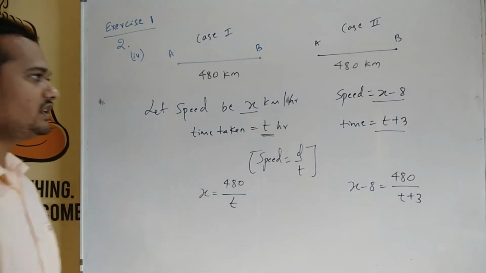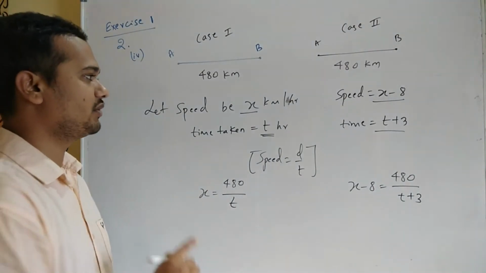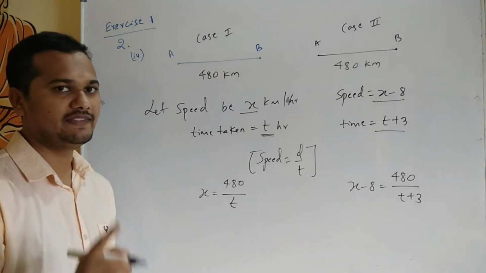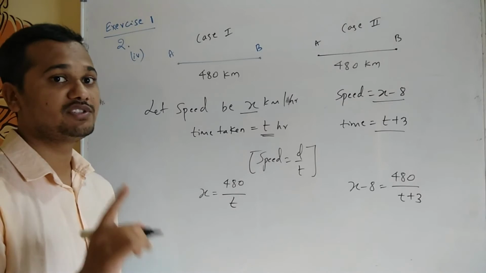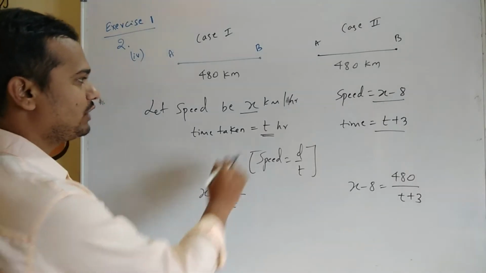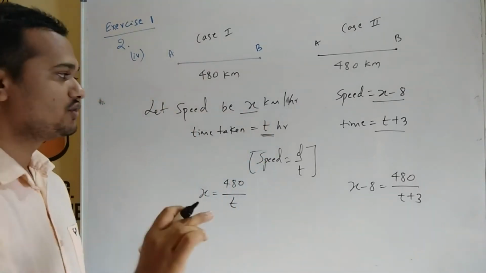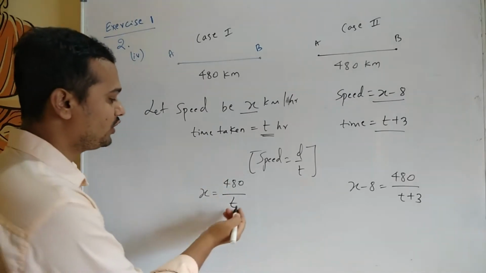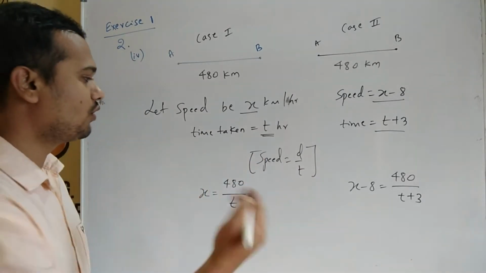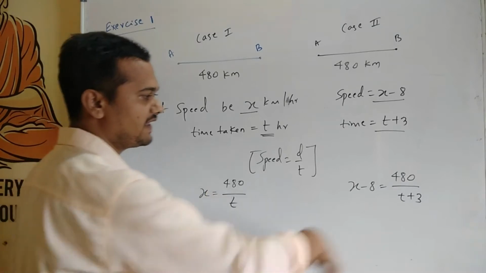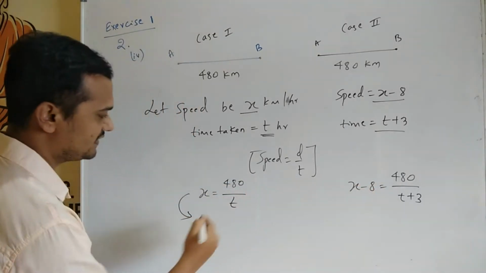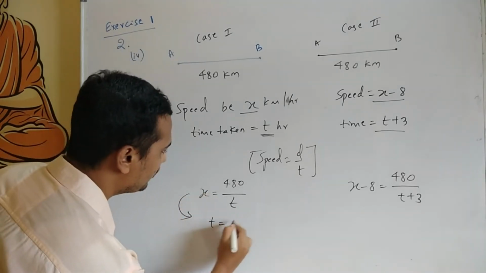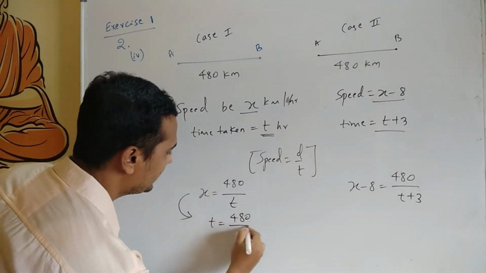Right? And one more important thing is, in quadratic equations, we have only one variable in the equation, right? In all the cases, we have just one variable. But here we have x and t, right? So, what we need to remove? We need to remove t from the expression. Okay? So, how to remove? Just take t from here and substitute here. So, before that, make an arrangement such that t is equal to 480 by x.